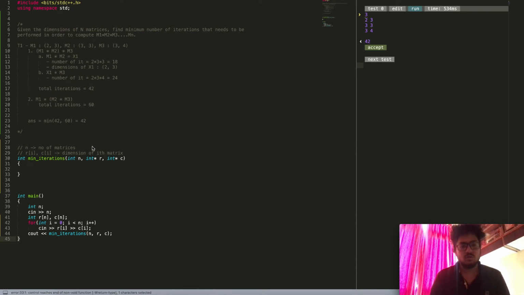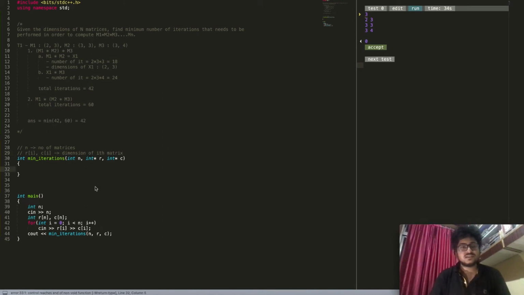Based on this constraint that we discussed, instead of providing you with two different arrays of dimensions, we could have provided you with a single array, and you could have recreated the dimensions of each and every matrix with the help of that single array. But for the sake of simplicity, we have provided you with two different arrays, that is array R and array C.